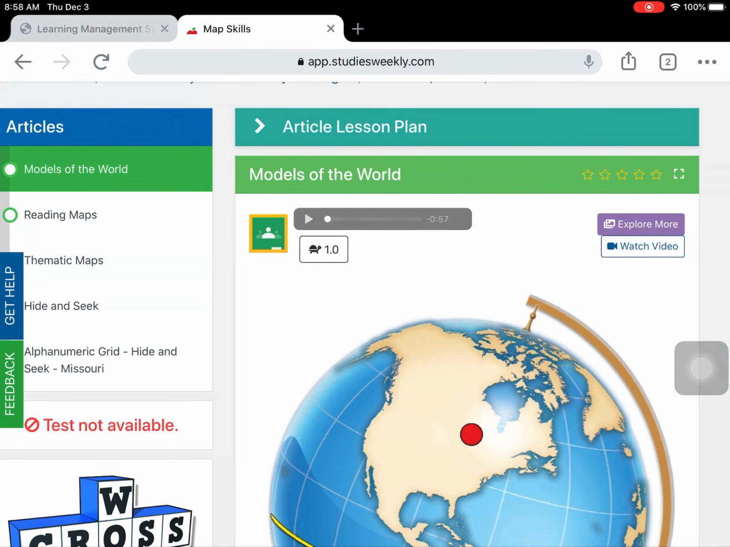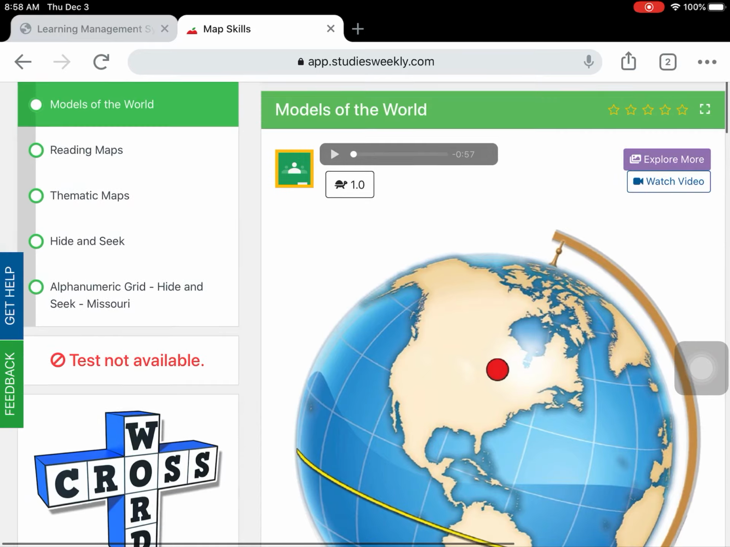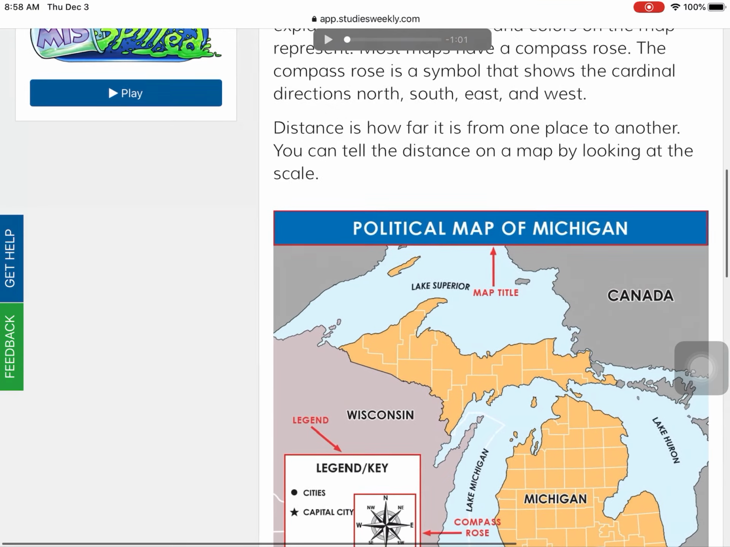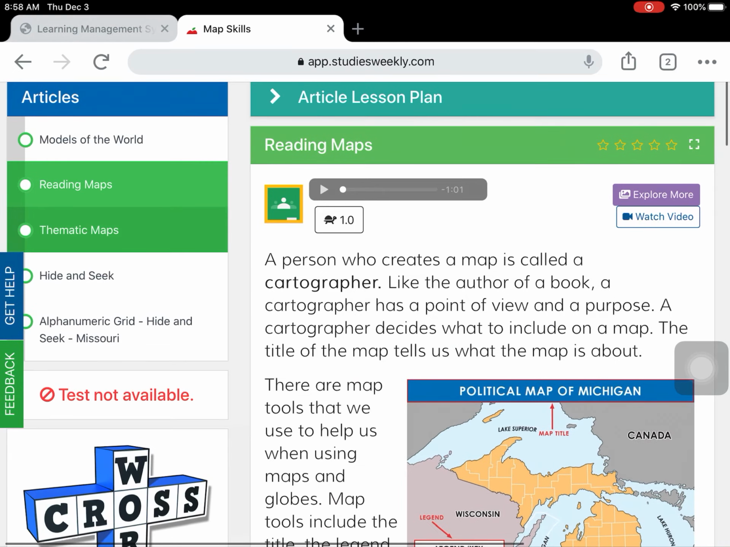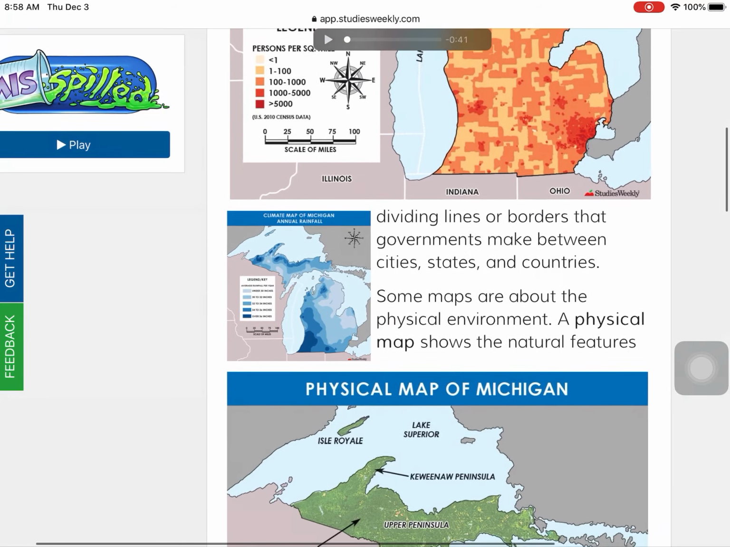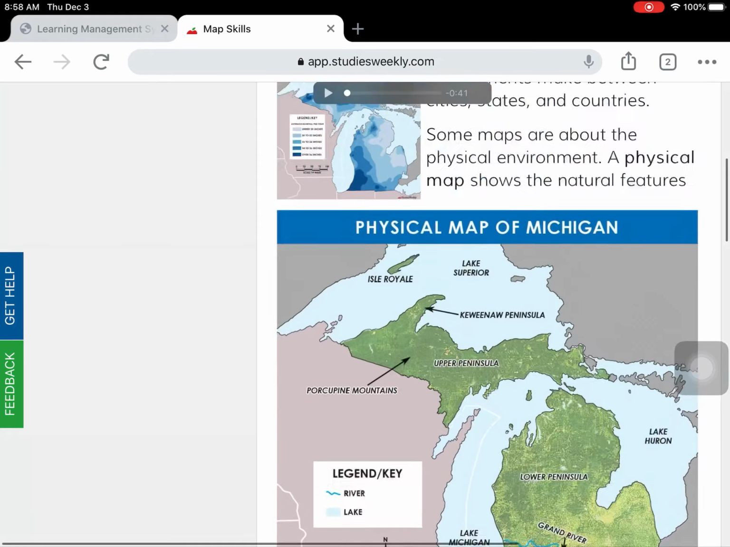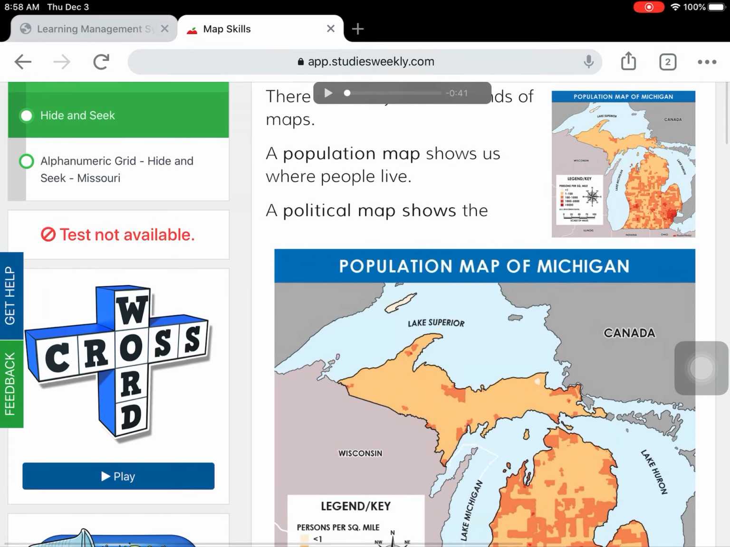I know we have talked about globes in previous lessons versus a regular map. We have talked about reading different types of maps. So we talked about political maps, and we also talked about climate maps and population maps and physical maps, all different kinds in our last lesson. We're going to keep talking about maps, but today it's going to be a little different.